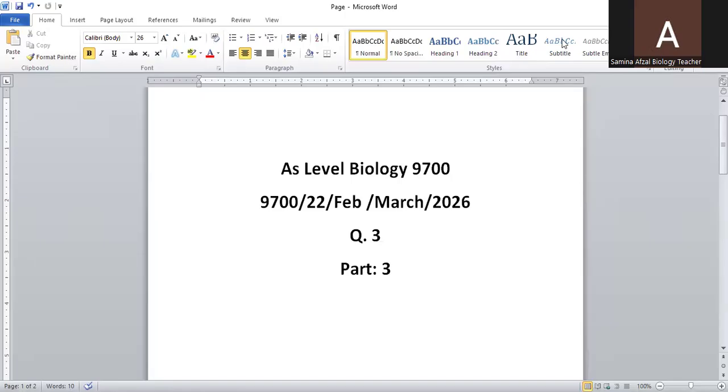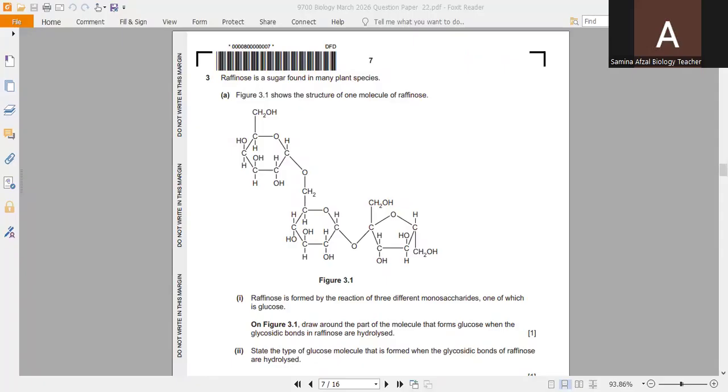AS Level Biology 9700 Paper 2 Variant 2 February March 2026, and in this video we will discuss question number 3. Question number 3 is: raffinose is a sugar found in many plant species, and you can see figure 3.1, which shows the structure of one molecule of raffinose. So this is the long chain of raffinose, and the question is raffinose is formed by the reaction of three different monosaccharides, one of which is glucose.